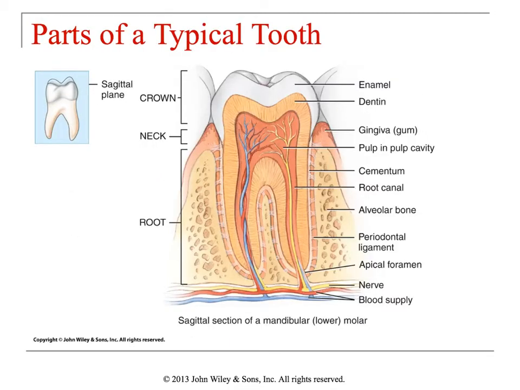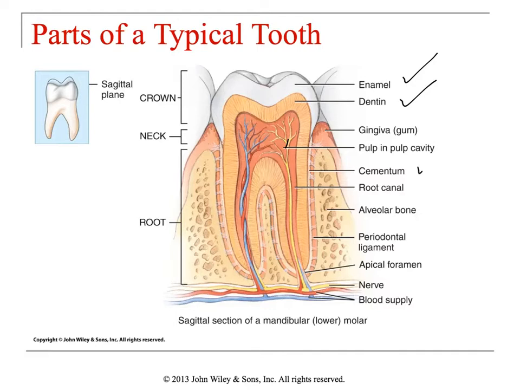Okay, so here's a picture of the parts of the tooth. So enamel, that's the hardest surface. Then the dentin. The gingiva are the gums. Then we'll have the pulp, found in the pulp cavity. In the pulp, that's where we're going to have the blood vessels and the nerves, and some lymph, probably.